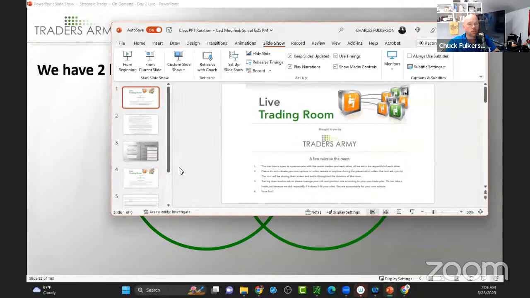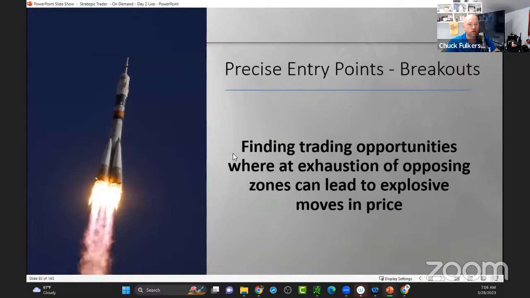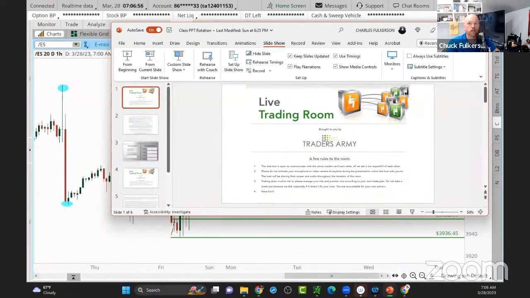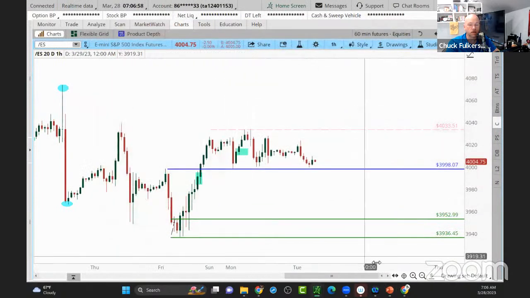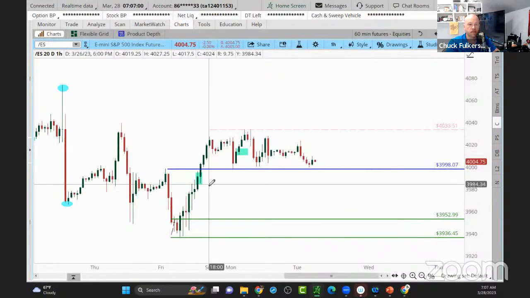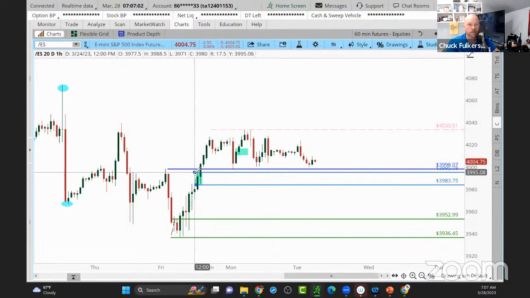So when I look at my breakouts and reversals, a breakout is going to find a trading opportunity where exhaustion of opposing zones can lead to explosive moves in price. So Miyagi says, why is that level used up? Well, great question. The level that existed here, this level itself is not necessarily used up, Miyagi, right?